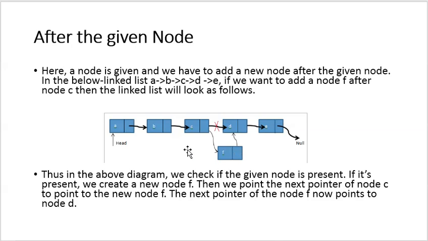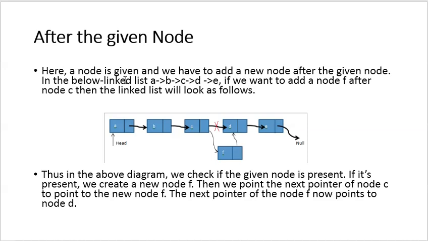if you are told to insert a node after C or before D or in the middle of C and D, you have to just break the connection between C and D. As the C pointer is pointing to D, you have to implement a code like this, so that the pointer of C should be pointing to F and the F pointer should be pointing to D. So like this we can insert a node between any two nodes.